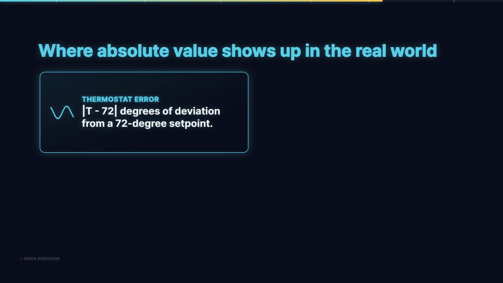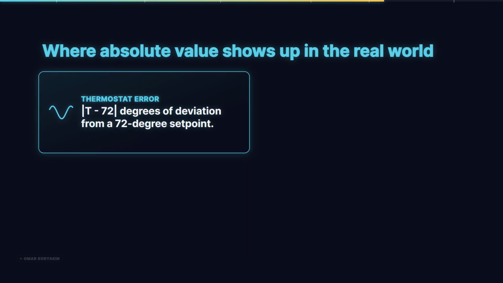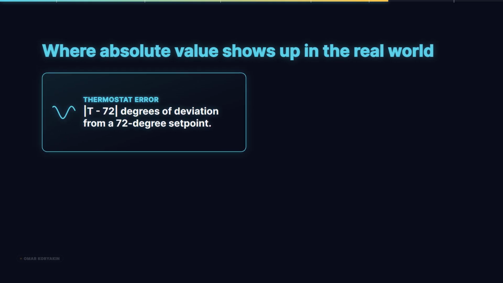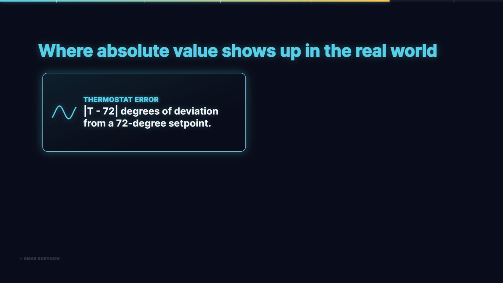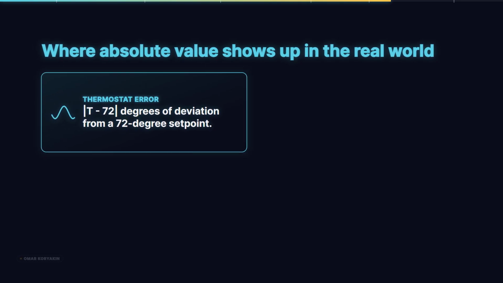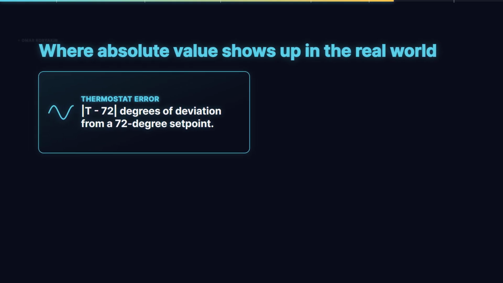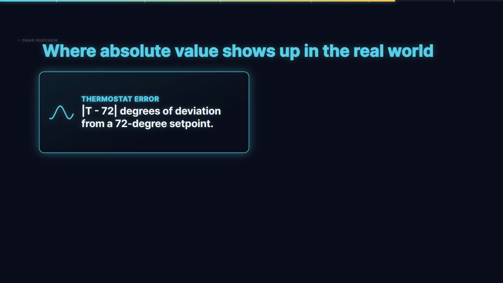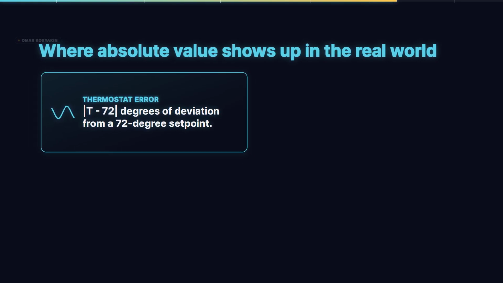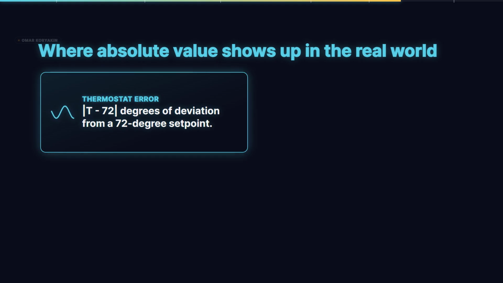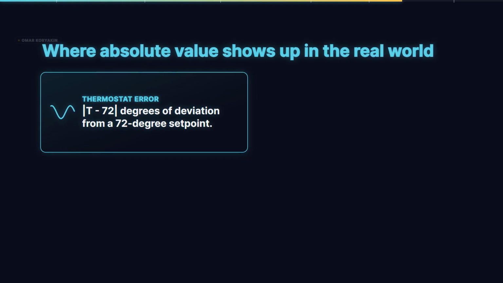On a thermostat, the controller measures the deviation of the room temperature from the set point. If the set point is 72 degrees and the actual room reading is 68 degrees, the deviation is the absolute value of 68 minus 72, which equals 4 degrees. If the room is at 76 degrees instead, the deviation is the absolute value of 76 minus 72, also 4 degrees. The absolute value lets the thermostat treat both cases the same way because 4 degrees too cold and 4 degrees too hot are both 4 degrees off target.